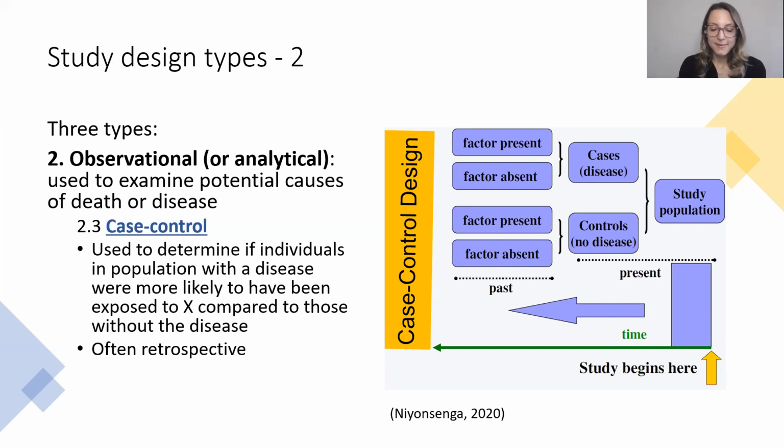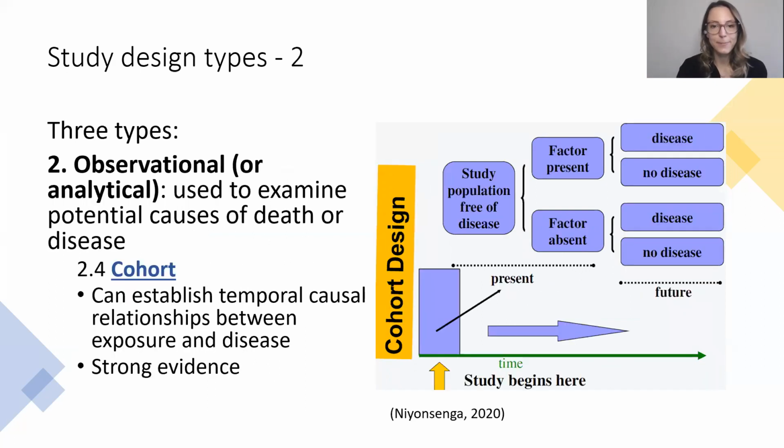So these studies are more likely to determine whether some exposure is associated with the health outcome. They're a little bit closer to establishing causality, but still not quite, because as you'll see with the next example, the cohort is the only observational study with which we can establish causality. This is because you're actually establishing temporality, unlike the others.